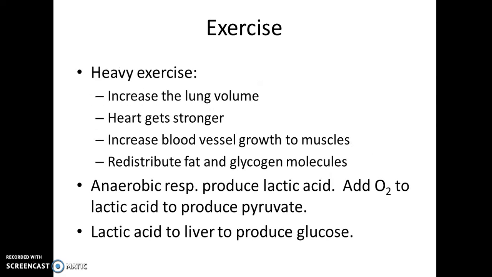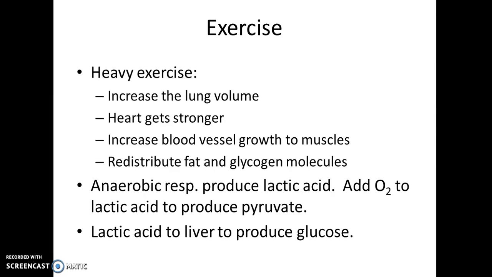So exercise. If you use heavy exercise, you increase your lung volume. Why? Because you take in more oxygen. Your heart gets stronger so it can move blood that carries the oxygen to your cells faster. You increase blood vessel growth to the muscles so you can carry more oxygen and take away more waste as time goes on, and you redistribute fat and glycogen. Fat, why? Because you want to move the fat molecules and the glycogen to the areas of the muscles that need the energy.